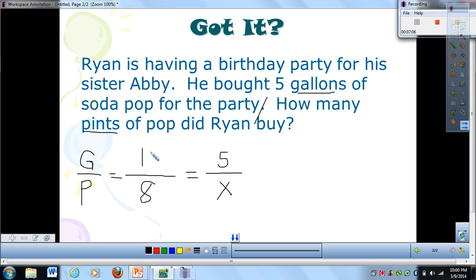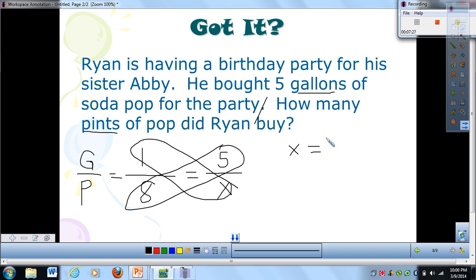Again, we could use the scale factor. Whatever you do to the top, you do to the bottom. I'm going to convert using cross multiplication. We know that 1 times x equals 1x, or just x. We know that 8 times 5 equals 40, telling us that there are 40 pints in 5 gallons.